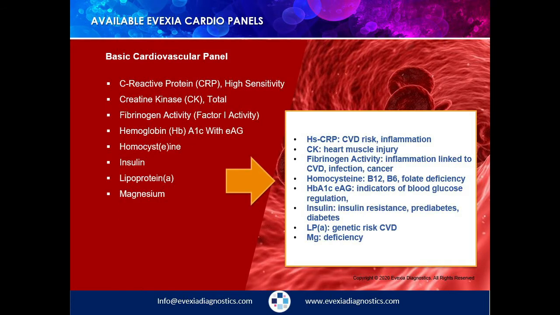The next analyte on the basic cardiovascular panel is the C-reactive protein, high sensitivity. It's important to know that CRP is a protein that is produced in the liver, and CRP levels in the blood indicate that there is a condition causing inflammation somewhere in the body. So essentially, CRP is a marker of inflammation, and studies have shown that measuring CRP with high sensitivity tests can help identify the risk of cardiovascular disease.